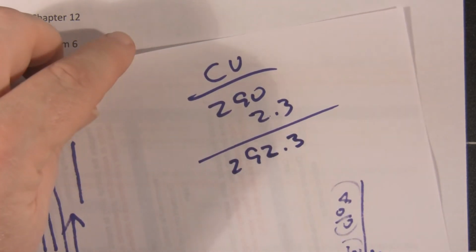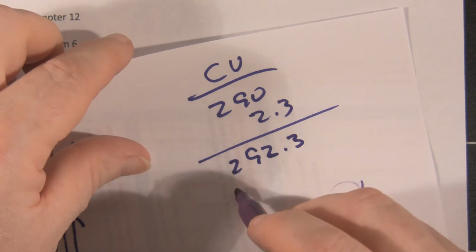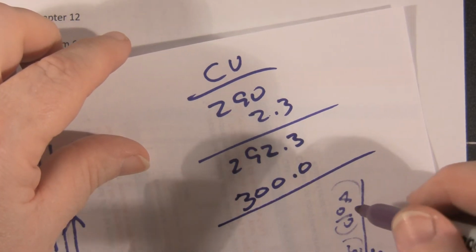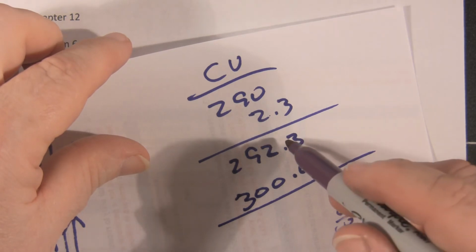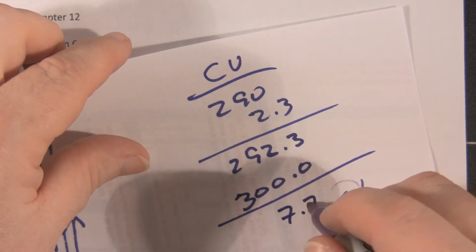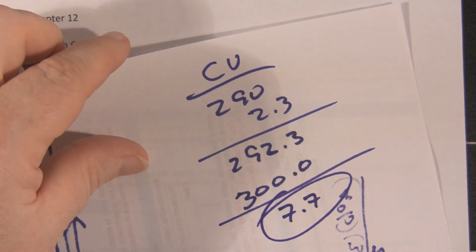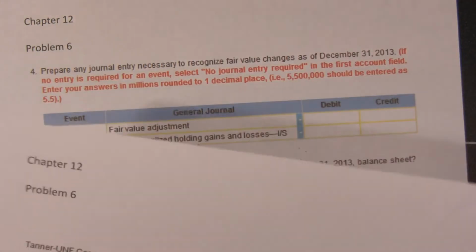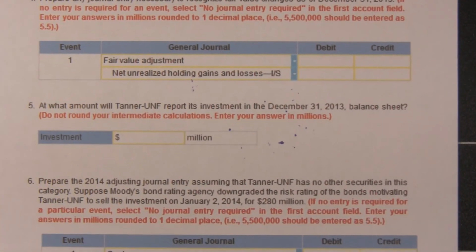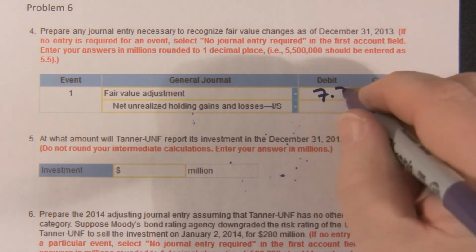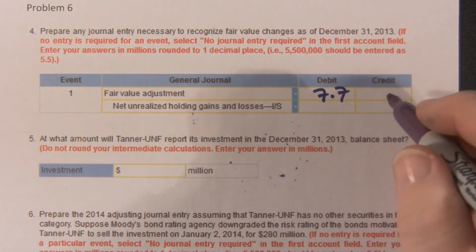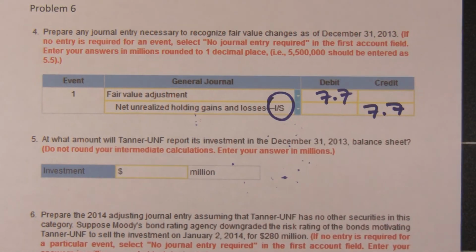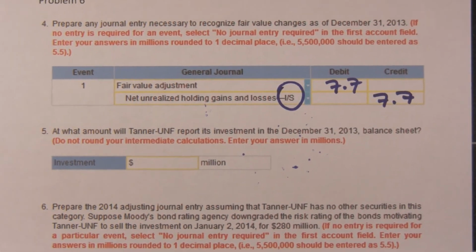But we're told that the value of the bond at the end of the year is $300. So the difference between those two, the 292.3 and the 300, 7.7 is the unrealized holding gain or loss, and in this case it's a gain. So fair value adjustment to the asset, 7.7, and the net unrealized holding gains or losses, this happens to be a gain, so this would act like revenue, 7.7, and this goes on the income statement because these are trading securities.